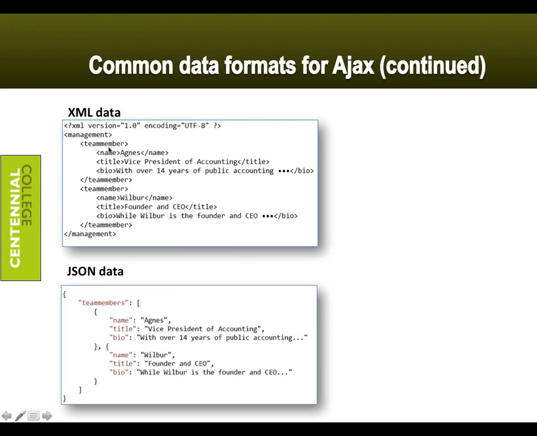Then inside the management table, you have a field called team member, or a row, if you will. So all the team members are rows of data, right? So maybe the management would be your database, team member would be your table, and then you have your fields. Name would be Agnes, title, and bio, right? So those are the three fields within the team member table, as an example.